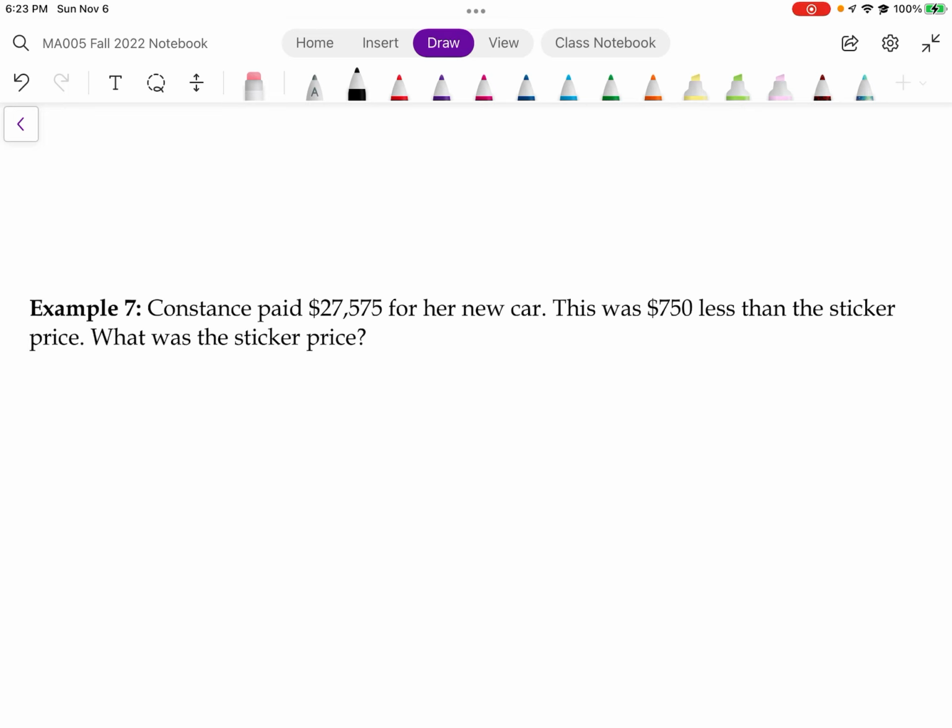All right, Constance paid that amount right there for her new car. This was $750 less than the sticker price. What was the sticker price? All right, so $750 less than the sticker price. So that means sticker, remember this is written backwards of how you write it in algebra. Sticker minus 750 equals 27,575.